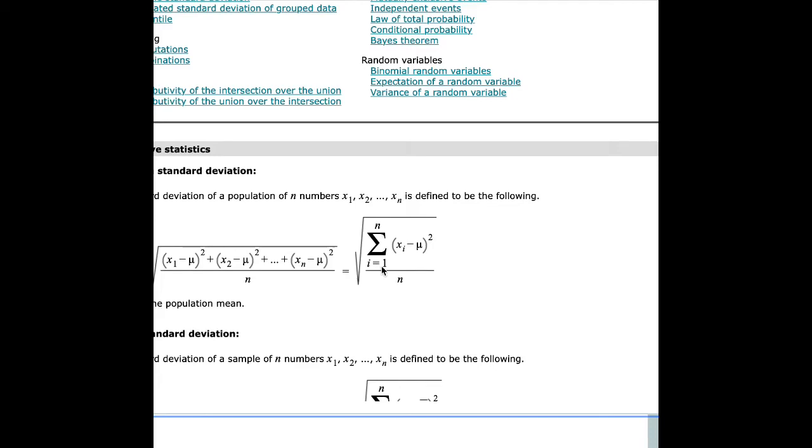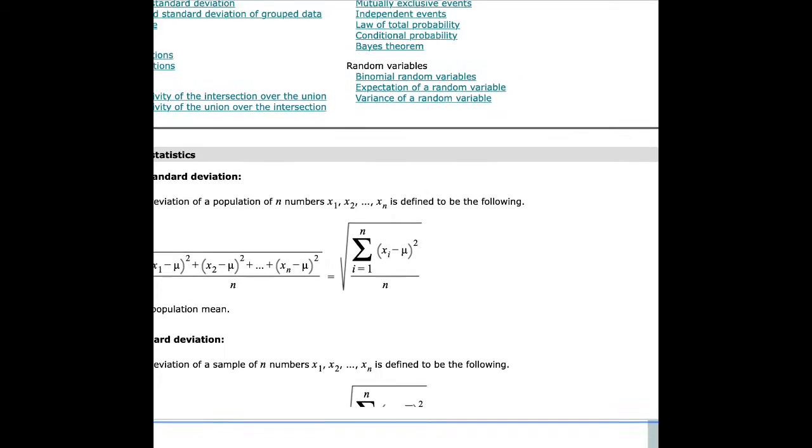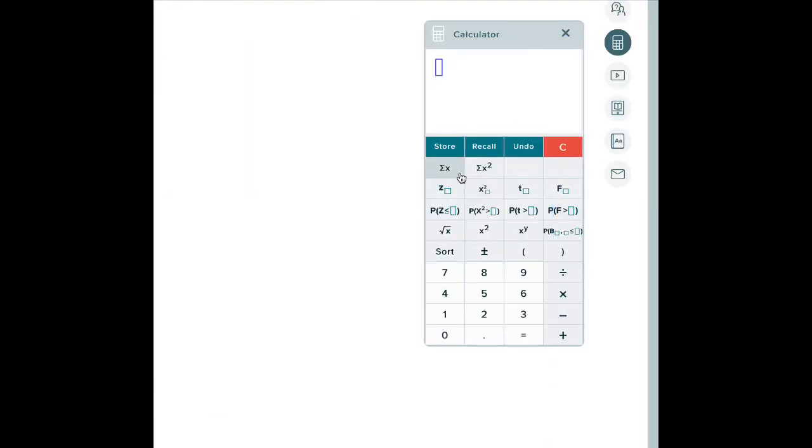So the summation symbol in the calculator are these two right here, and they give you two options on the ALEKS calculator. They give you the sum of x and then the sum of x squared. This one is just going to sum up the numbers that are given to you, whereas this one is going to square each number and then sum them up.